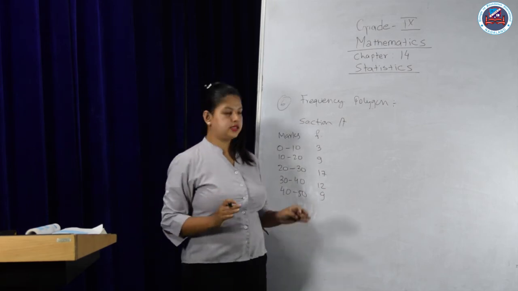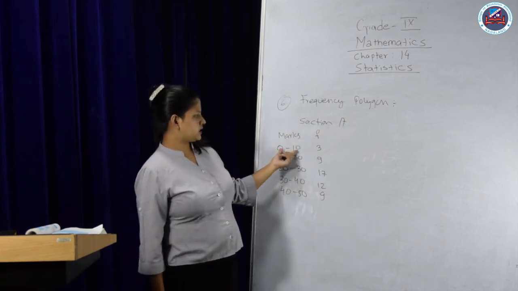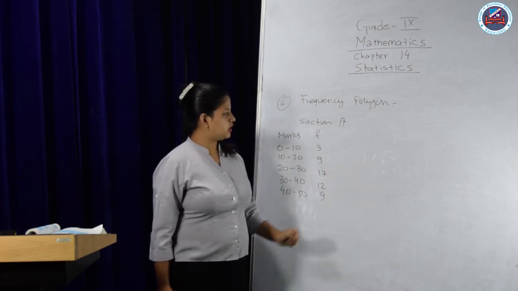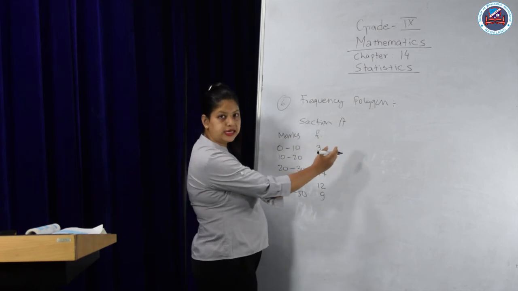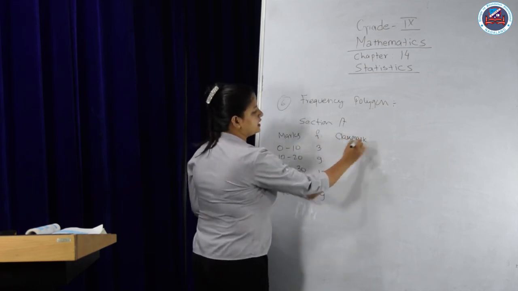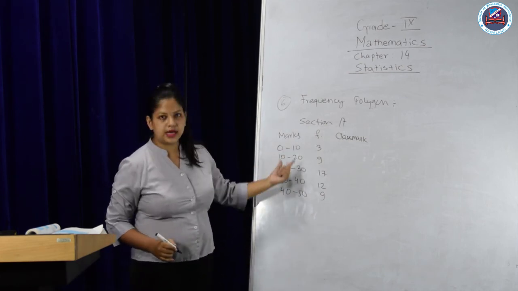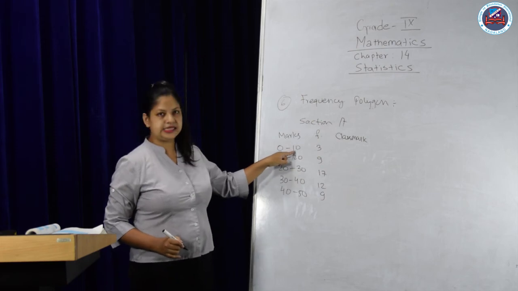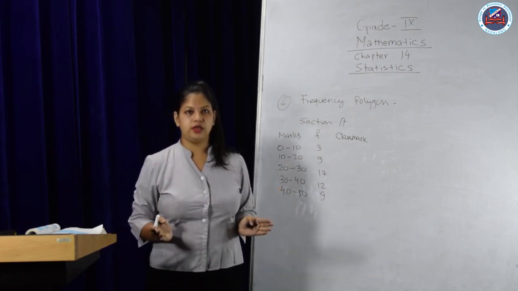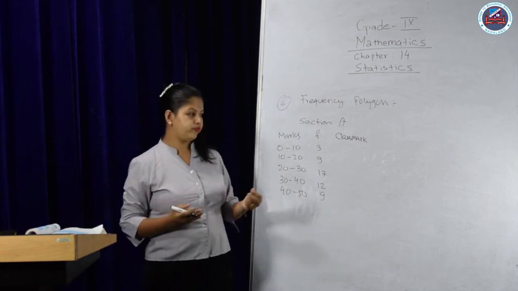Let us do it first for section A and then we'll do it for section B. Your marks are given like this, with frequency here. In order to find that middlemost value, we'll add one more column and write class mark. Class mark means the middlemost value of this particular class, starting from 0 till 10. What is the middlemost value? Obviously 5.